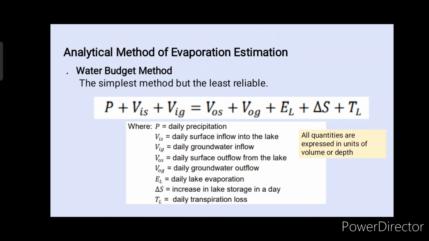So the formula is daily precipitation plus daily surface inflow into the lake plus daily groundwater inflow is equal to daily surface outflow from the lake plus daily groundwater outflow plus daily lake evaporation plus increase in lake storage in a day plus daily transpiration loss. So all quantities are expressed in units of volume or depth.